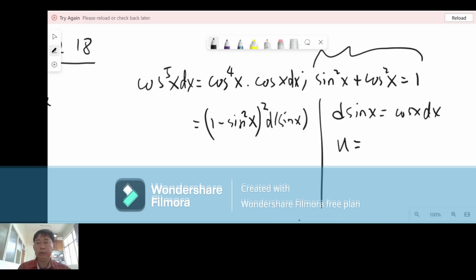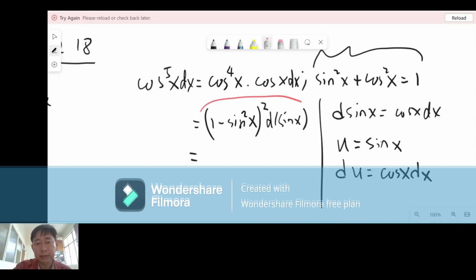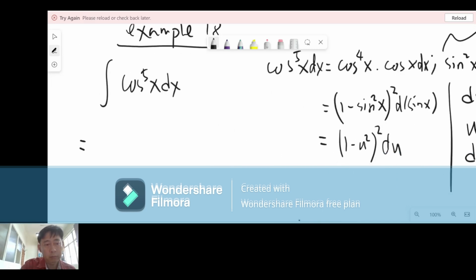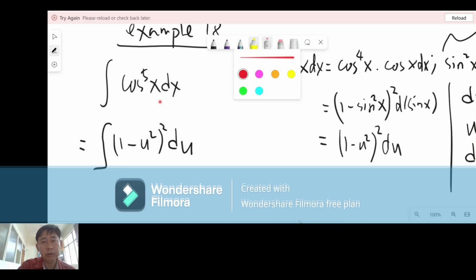I can now define u as sine x, so that this can be expressed as du equals cos x dx. I will be able to express this line of equation in terms of u, which is 1 minus u squared, squared, du. We look at the original integration. Cos power 5 is expressed in terms of u. The integration in terms of x involves cos power 5 of x. After the substitution as shown, we translate the integration with respect to x into the integration with respect to u.